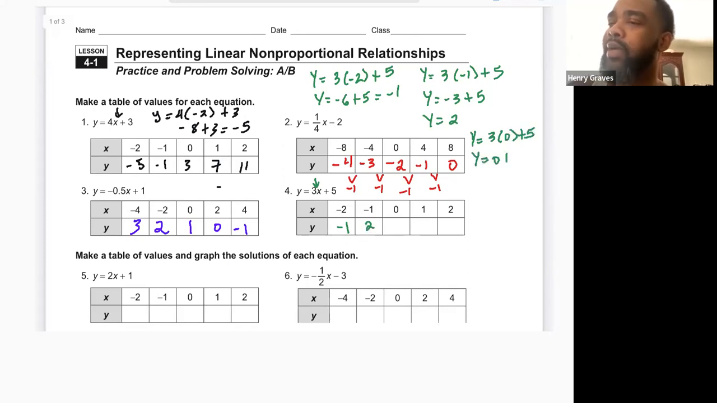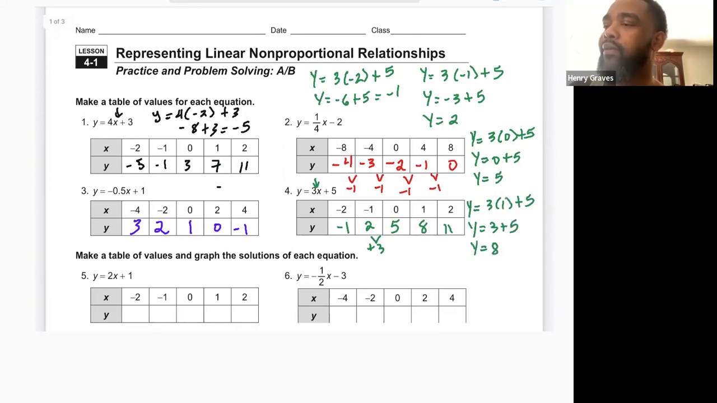So it looks like it's going up by 3, right? So then this should be 8, and this should be 11. But again, I cannot just assume. Check my work. So here, y equals 3 times 1 plus 5. So y equals 3 plus 5, which is 8. And the last one, y equals 3 times 2 plus 5. So y would be 6 plus 5, which is 11. So just like that, I've done that table, okay?